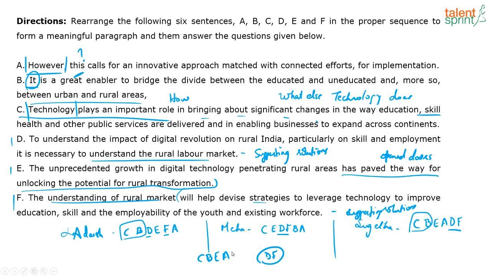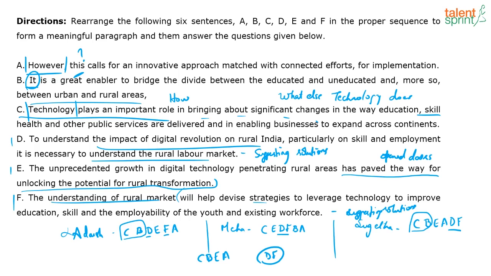However, what calls for an innovative approach matched with connected efforts for implementation? Unlocking the potential for rural transformation. And how do I do that? So, to understand the impact of digital revolution on rural India, particularly on skill and development, in terms of implementation, it is necessary to understand the rural labor market. And how can I do that? And what will happen as a result of understanding the rural labor market? It will help devise strategies to leverage technology to improve education, skill and the employability of the youth and existing workforce.